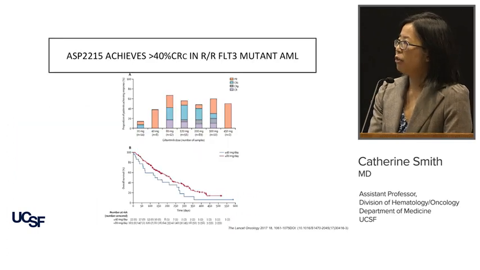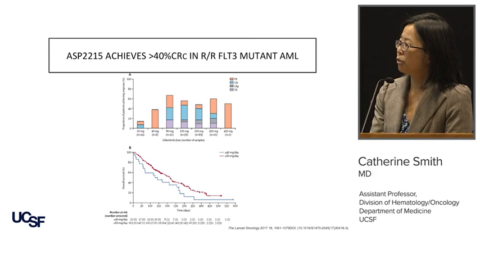A phase 1/2 clinical trial of this drug in FLT3 mutant AML in patients who were relapsed refractory to initial chemotherapy showed that ASP2215 is highly active. It achieved approximately a 40 to 50% composite complete remission rate in this highly refractory population. As is shown here, these responses were achieved at dose levels starting from 20 milligrams on up to the maximally tolerated dose of 300 milligrams. But unfortunately, as you can see by this survival curve, despite the initial responses, most patients still relapsed and went on to die of their disease.